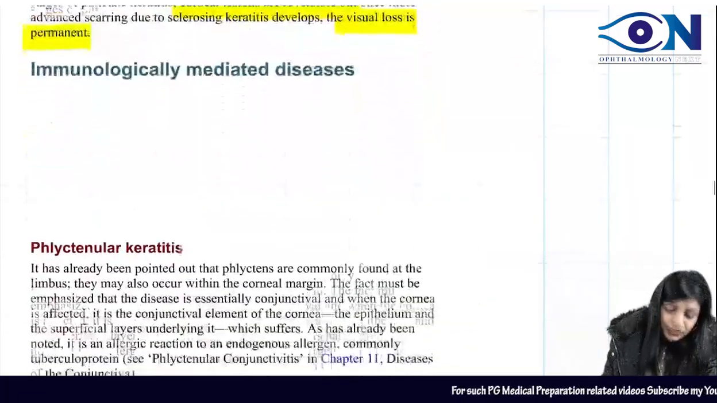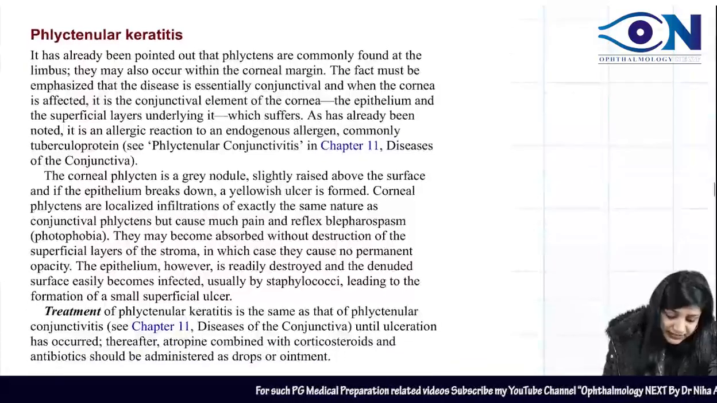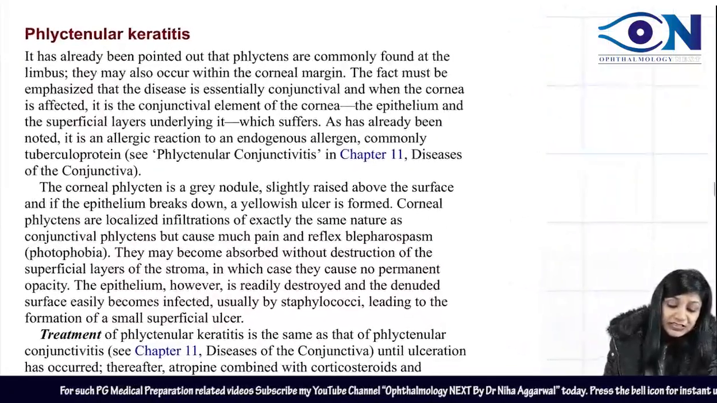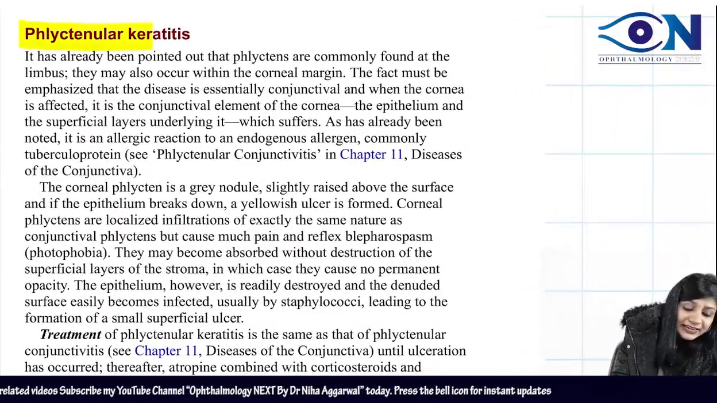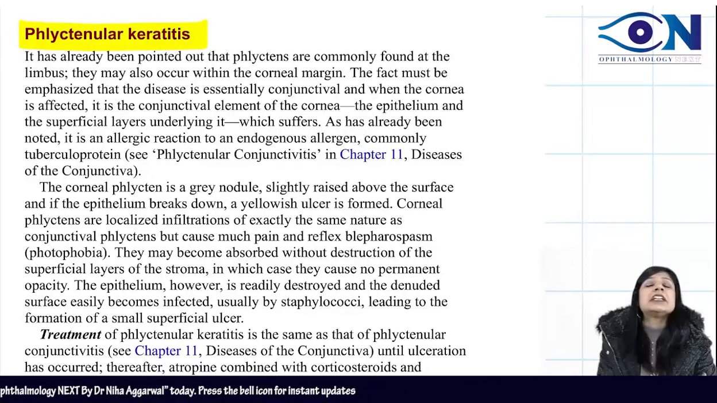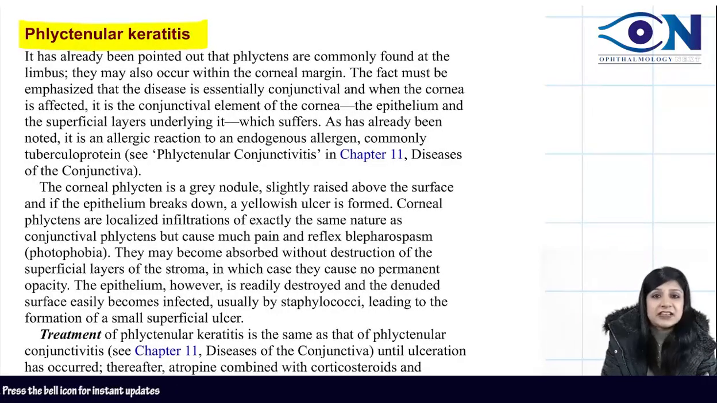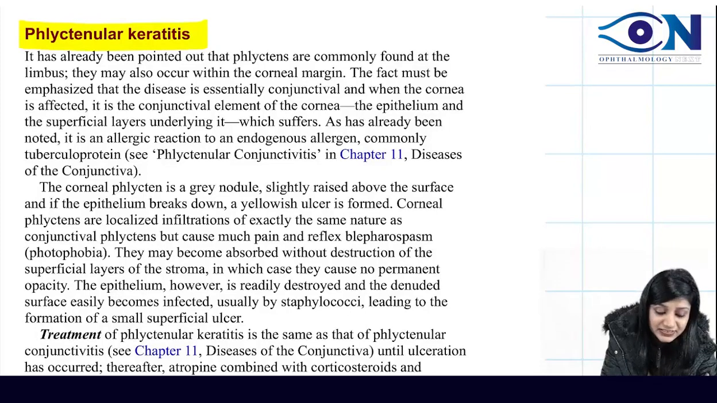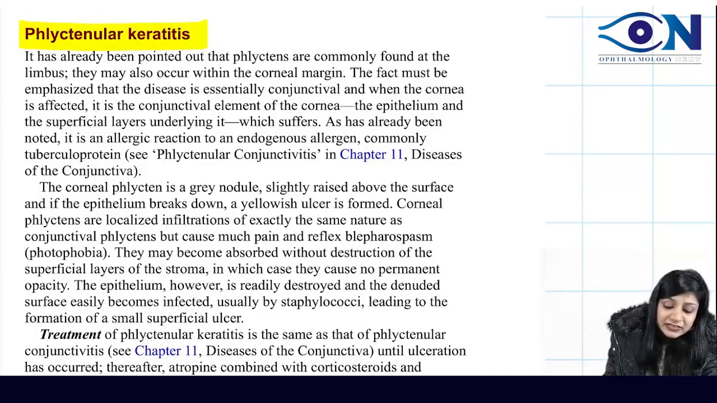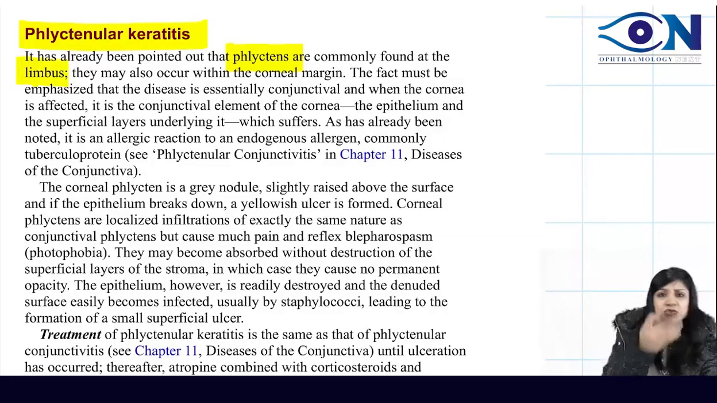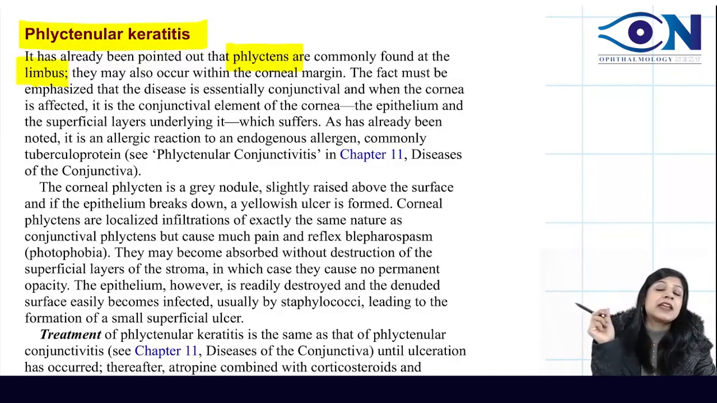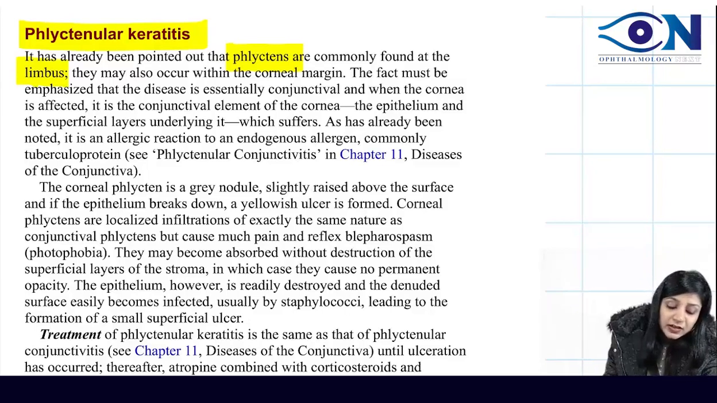Now talking about the immunologically mediated diseases. First in this comes phlyctenular keratitis. So specifically speaking, it is a keratoconjunctivitis, phlyctenular keratoconjunctivitis. And what are phlyctens? Phlyctens are actually nodules, and specifically they are found at the limbus. So the most common area where you get these nodules of the phlyctens is the limbal area. They may also occur within the corneal margin.